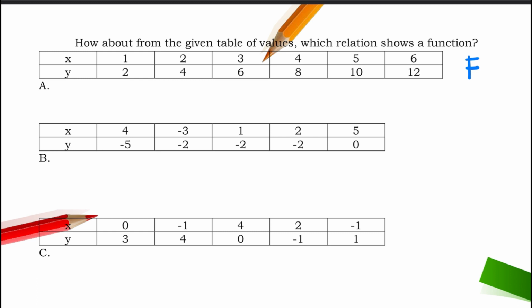Now for table B, observe the first elements, the values of x: 4, -3, 1, 2, and 5. Again, none of them are repeated, so it is also a function. Now, what about table C? We have the first elements 0, -1, 4, 2, and -1. Take note, we have a repeated first element, which is -1. So again, -1 is not unique anymore. So therefore, this table of values is not a function.